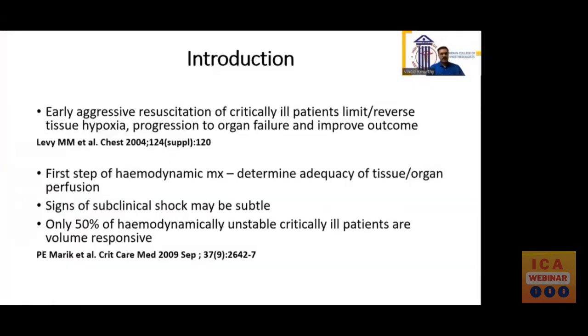We all know, and data also suggests, that early aggressive resuscitation of critically ill patients may limit or reverse tissue hypoxia, progression to organ failure, and improve the outcome. So the first step in hemodynamic management of a critically ill patient is to determine the adequacy of tissue or organ perfusion. And although the signs of shock may be obvious, the signs of subclinical hypoperfusion may be subtle. It's been seen that only 50% of hemodynamically unstable patients respond to volume resuscitation. In such situations, it is very important for us to guide our fluid administration based on the cardiac output and stroke volume responsiveness, lest we overload the patient.